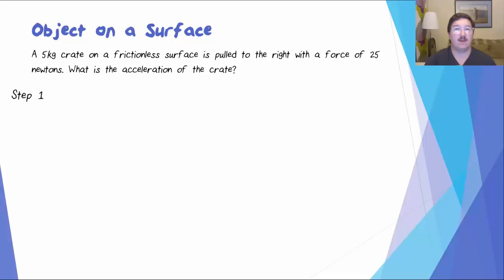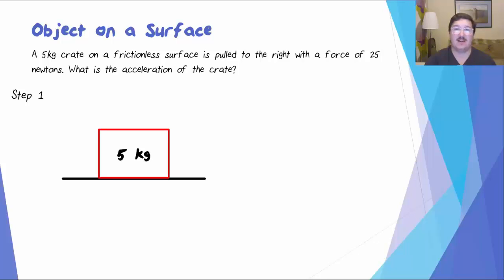Well, step 1, draw the object, and in this case it's on a surface, so we'll draw a line to represent that. Step 2 is to draw and label the forces. Well, there's an applied force to the right. This is an abbreviation you'll see many times. We use a lowercase a to abbreviate applied force. This just means any old force that someone or something happens to be exerting on an object.